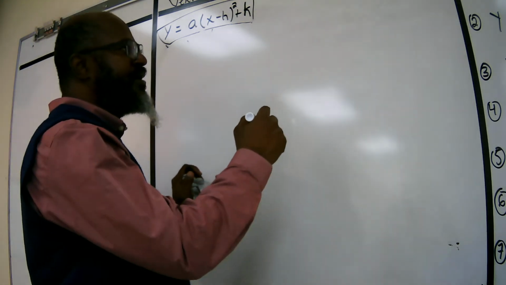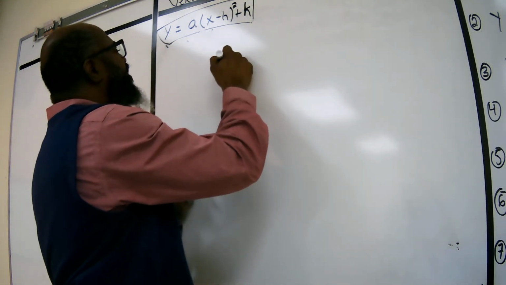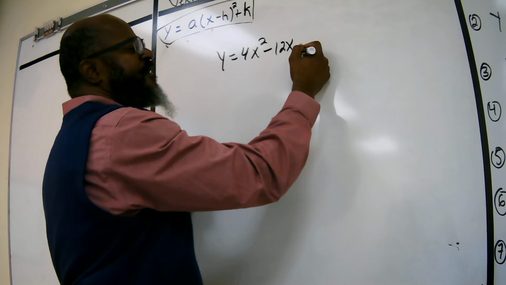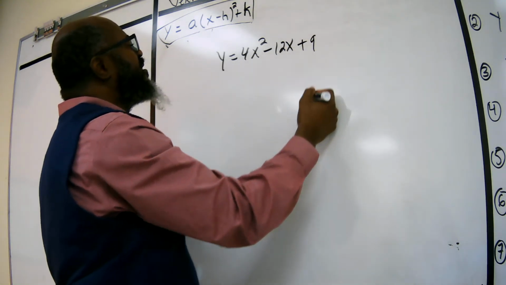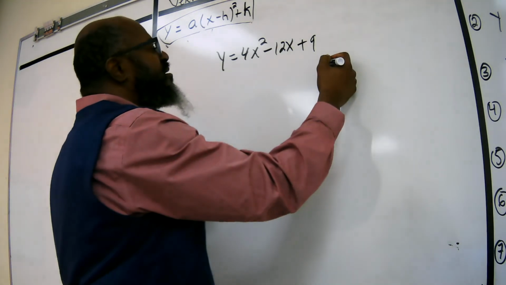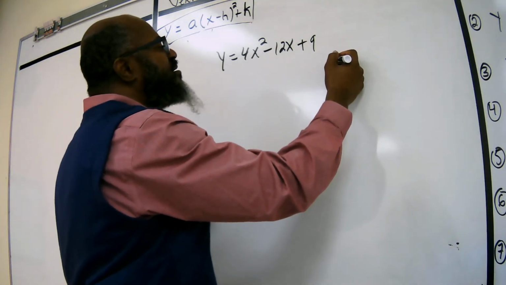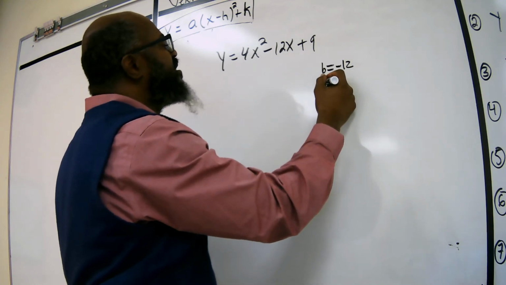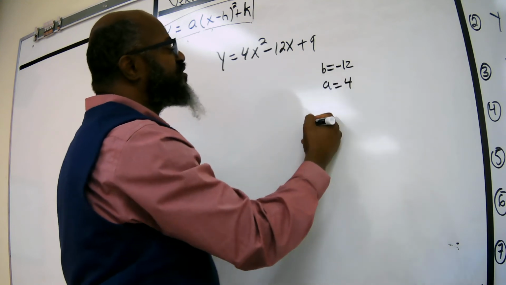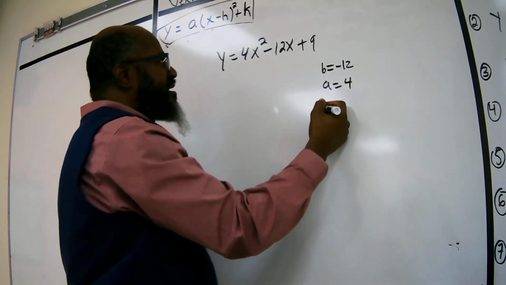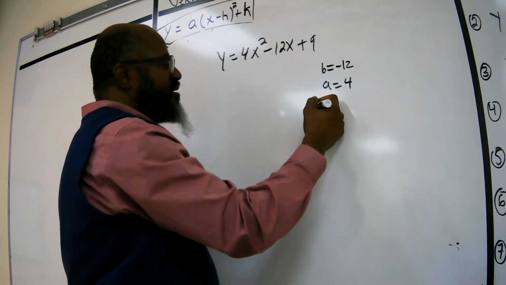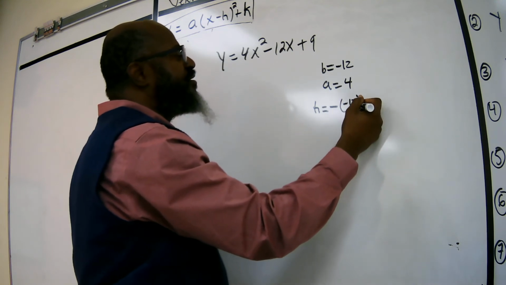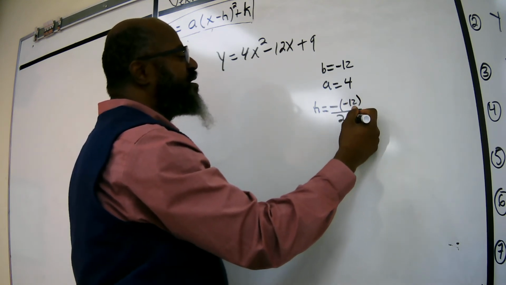Alright, we end up with y equal 4x squared minus 12x plus 9, right? B is equal to negative 12, and my a is equal to 4. So my x-axis of symmetry is h equal minus b, b is negative 12, over 2 times 4.